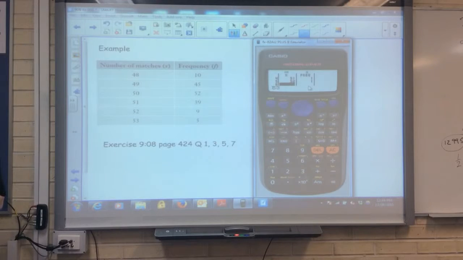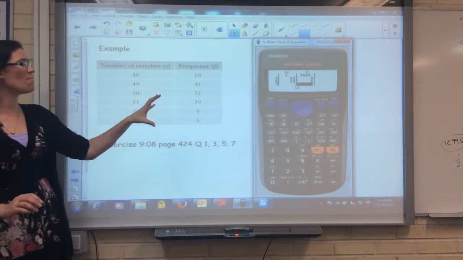And then we go to the frequency column and we add in the frequencies. So what have we got? 10, 45. I can't find the shift button. You got it? 45, 52, 39, 5.